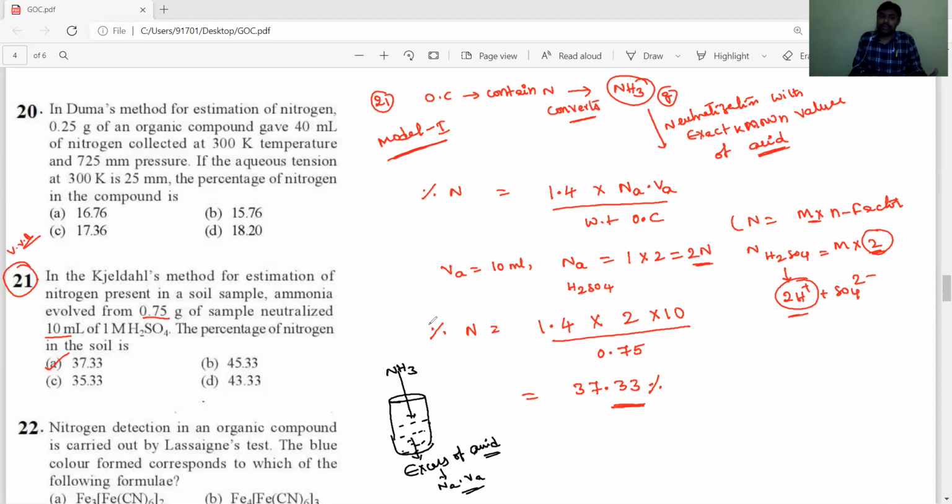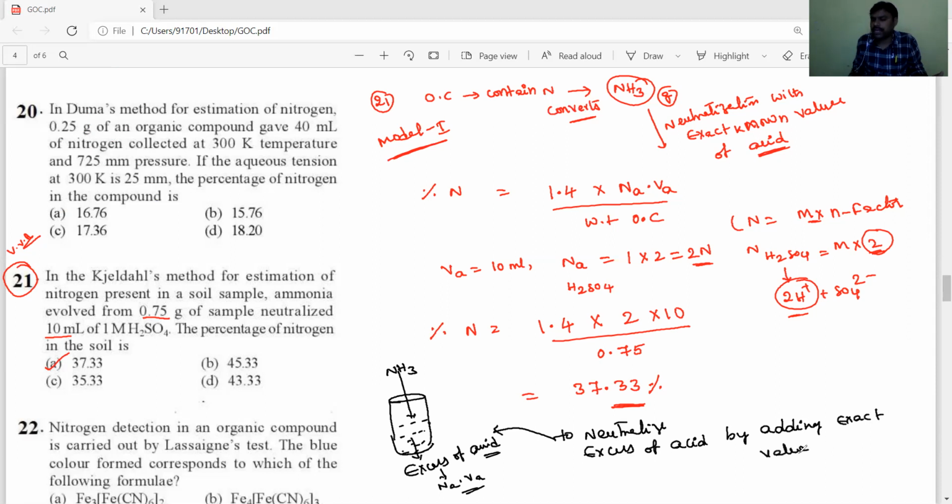That's why, to neutralize the excess acid, they add an exact quantity of base, whose normality is NB and whose volume is VB.